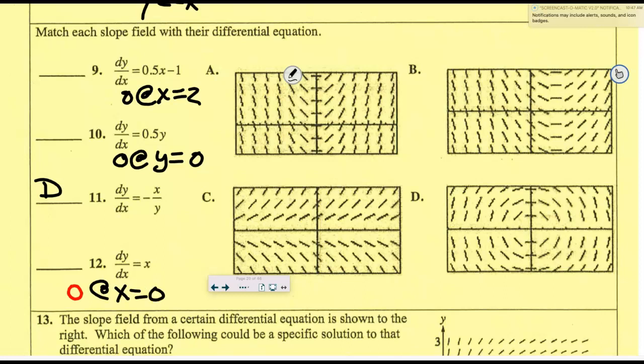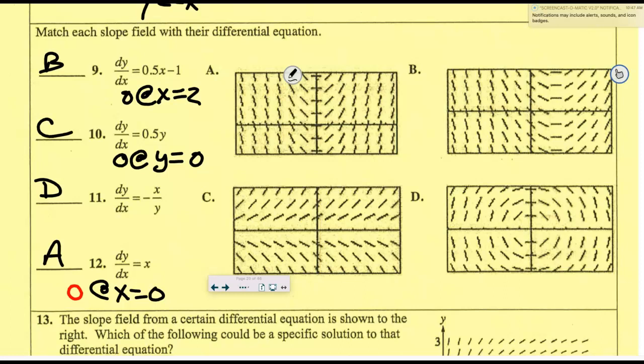All the zeros can help you out with the other ones. Correct? Number 9, which one shows zeros at x equals 2? B. Number 10, which one's showing horizontals along y equals 0? Which one is it? Be careful. It's C, correct? A is the x equaling 0. So that's A, that's C. How do we do on the matching?